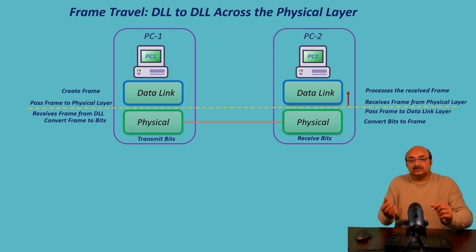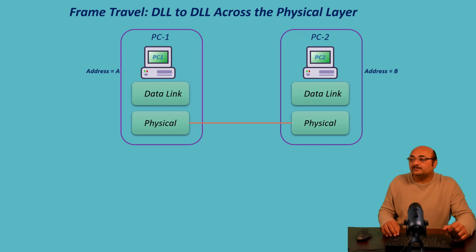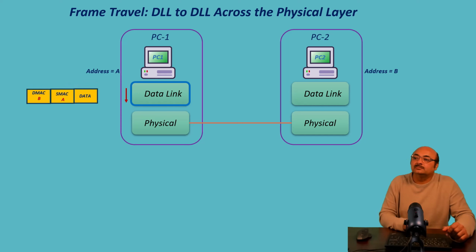Now let me further elaborate that in a frame structure. This was just the language. Now I'm going to demonstrate using a frame picture. At the data link layer, at PC1 we have MAC address A and PC2 has MAC address B. Let's create a frame at data link layer and walk through the process.